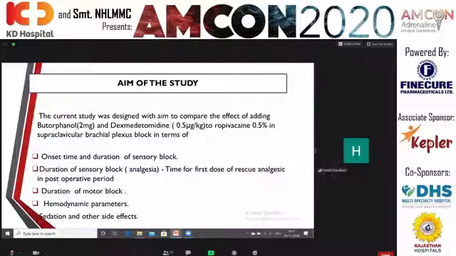The study was designed with the aim to compare the efficacy of adding butorphanol and dexmedetomidine to ropivacaine 0.5% in supraclavicular block in terms of onset and duration of sensory block, time for the first dose of rescue analgesia in post-operative period, duration of motor block, hemodynamic parameters, sedation and other side effects.